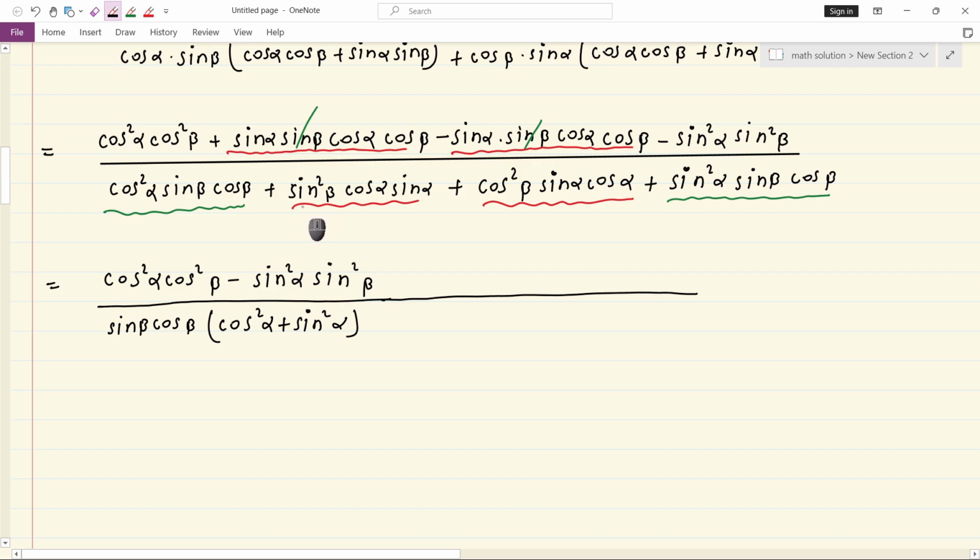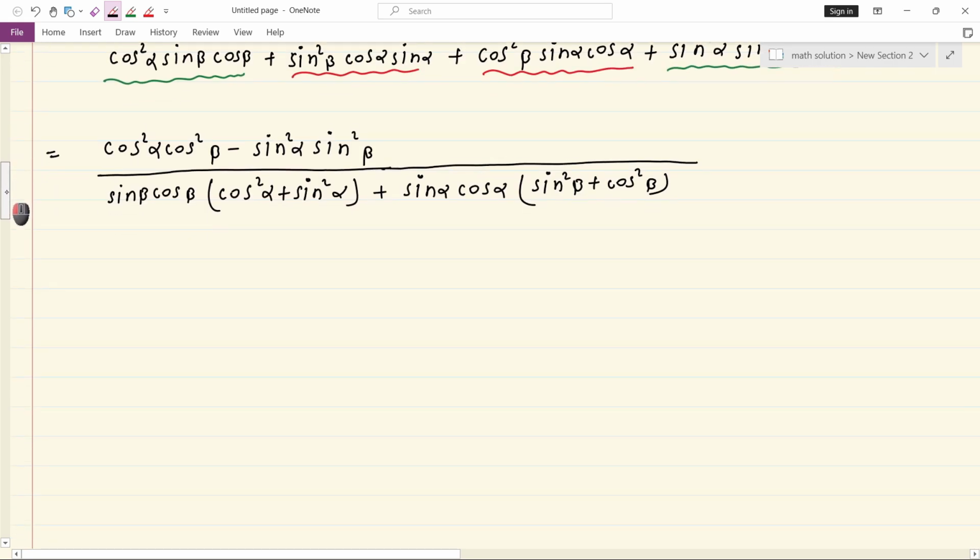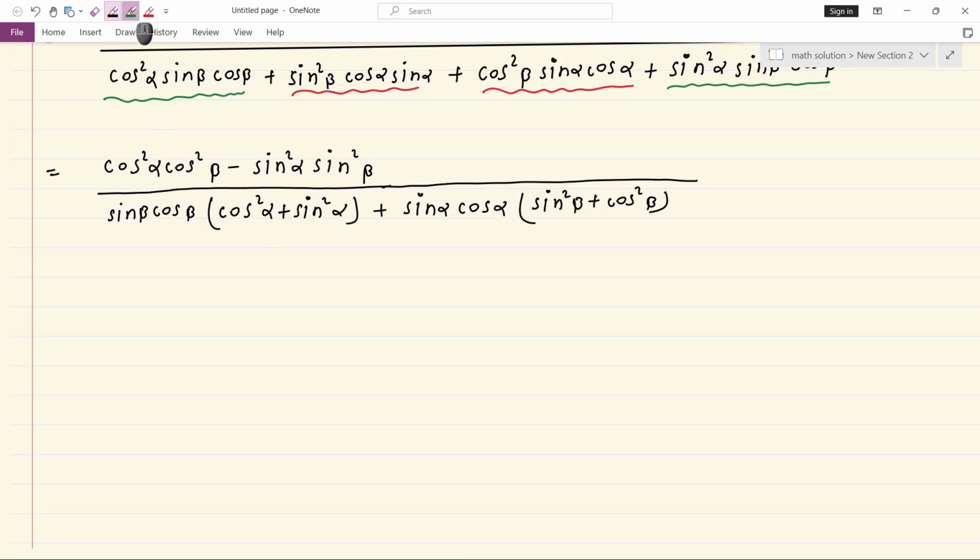Similarly, look at the term with the red underline. Here, after taking common sin alpha and cos alpha, we are left with sin square beta plus cos square beta. So now let's check it. This term will be 1, isn't it? We have the formula sin square theta plus cos square theta equal to 1. So this term will be 1.